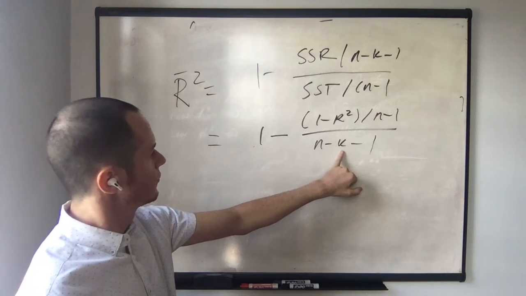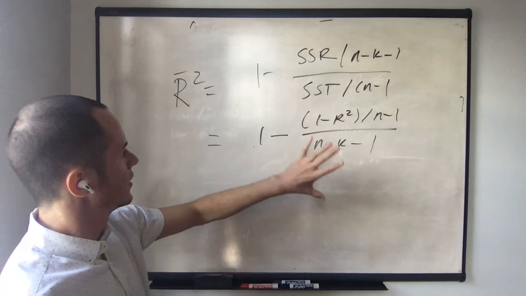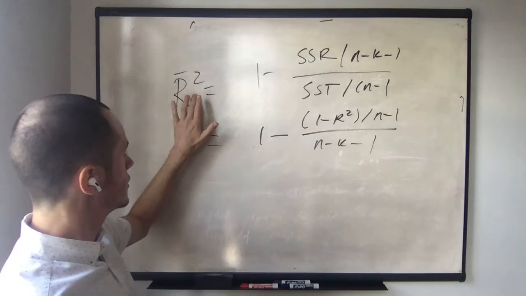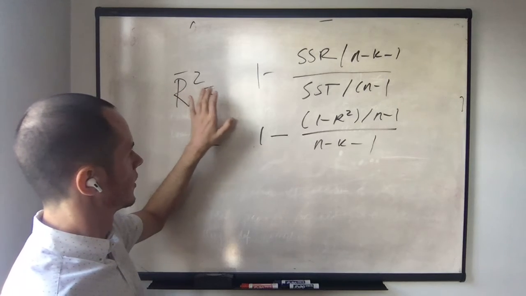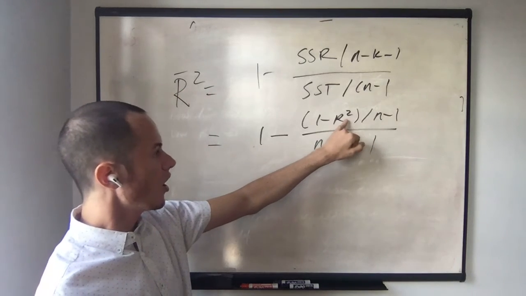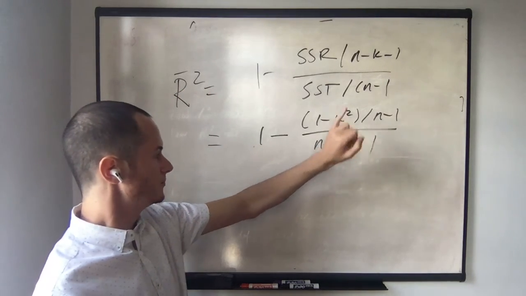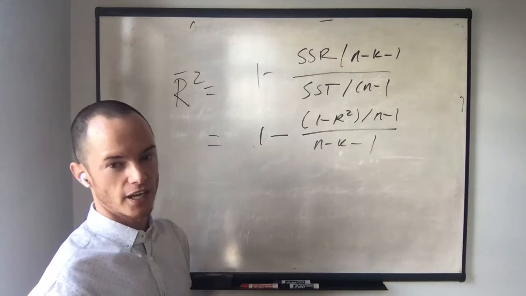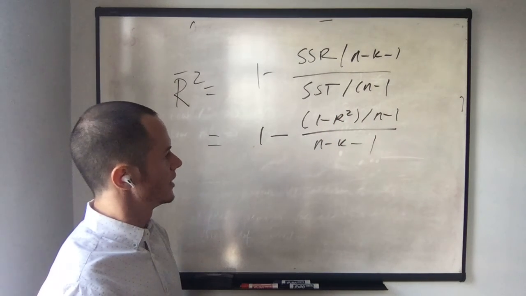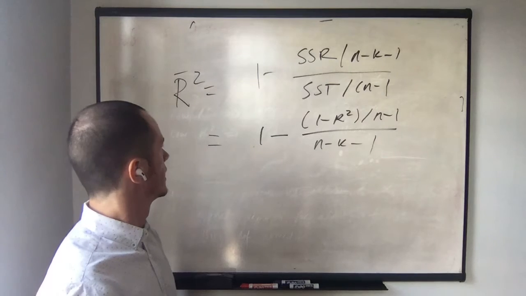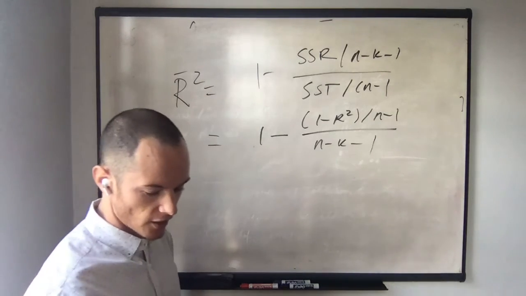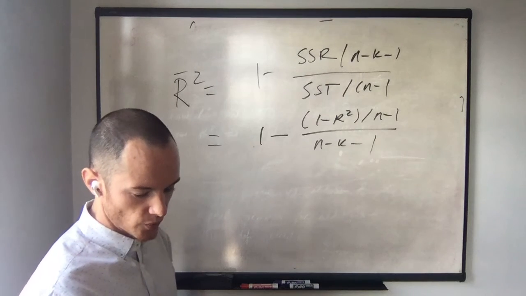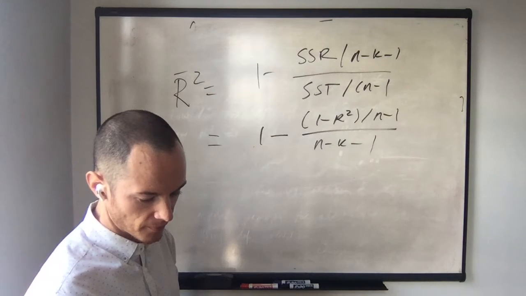So for adjusted r squared to go up, we need r squared to go up by more than k is going up. Okay, so that is our adjusted r squared with a degrees of freedom penalty.